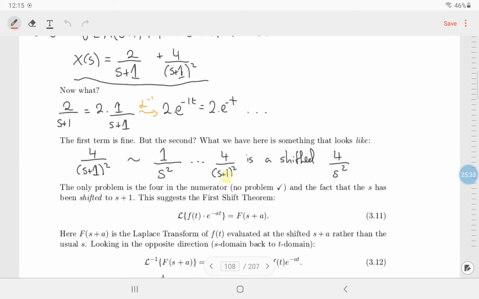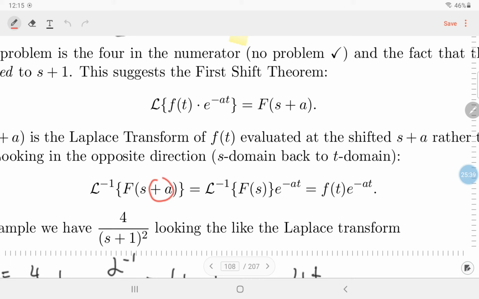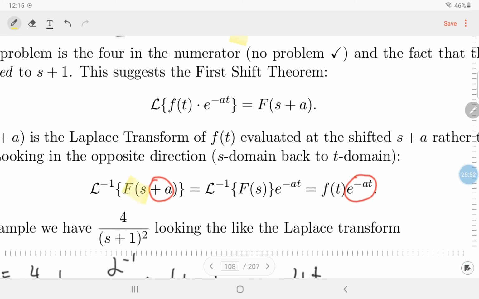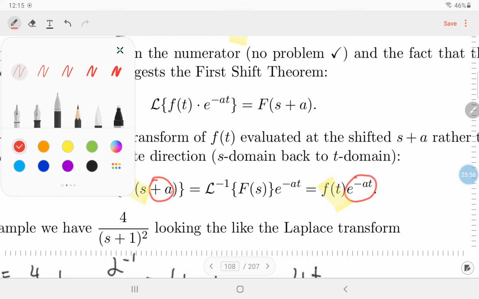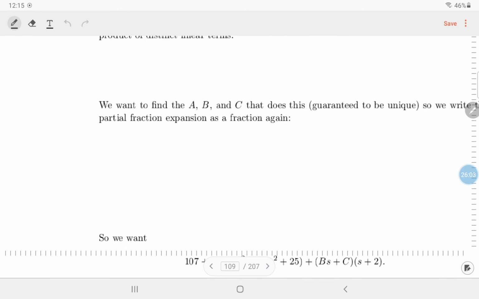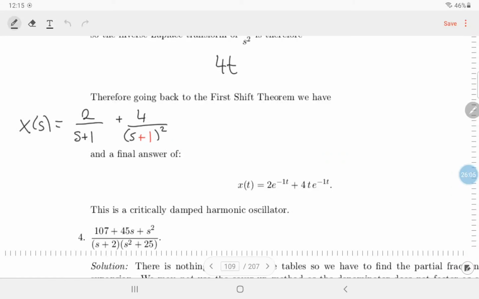It says if you have a shifting in the s domain, it turns out to be multiplication by an exponential in the t domain. And you just send back the big F of s as if nothing was going on. Look, it's not easy. It is as hard as it is. Okay, so anyway, this will go back to.